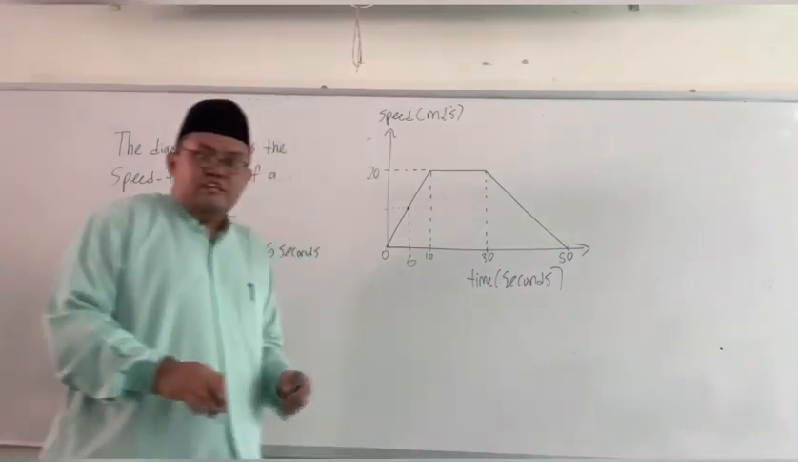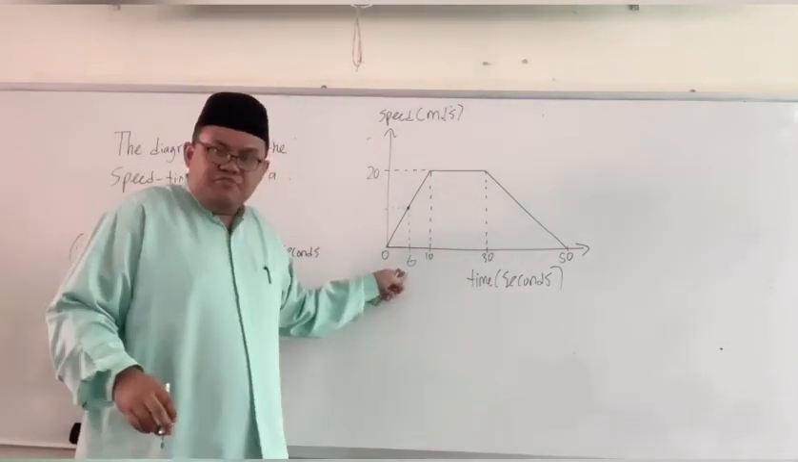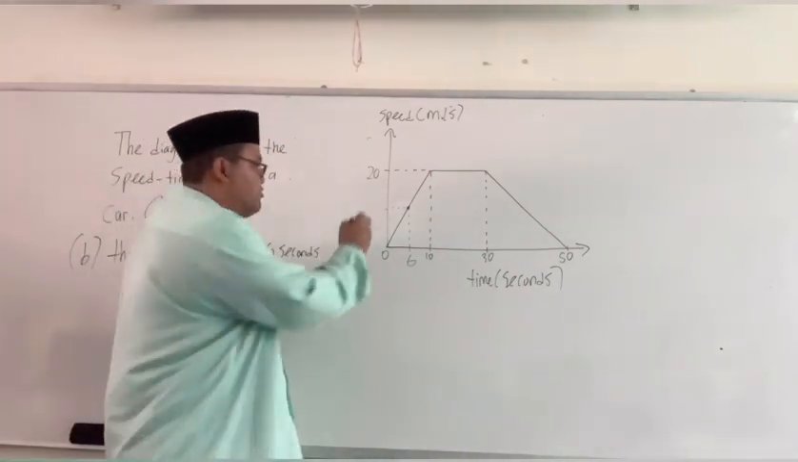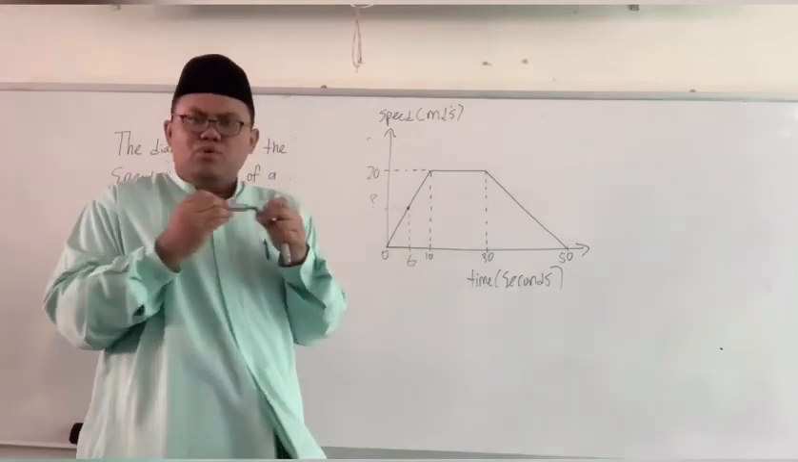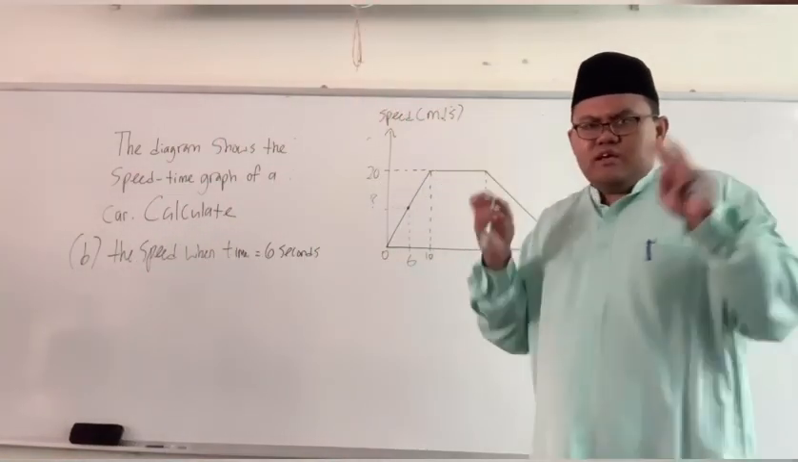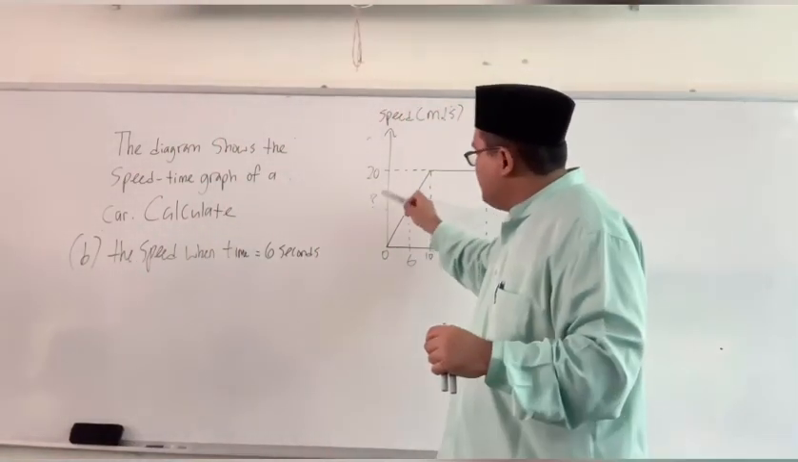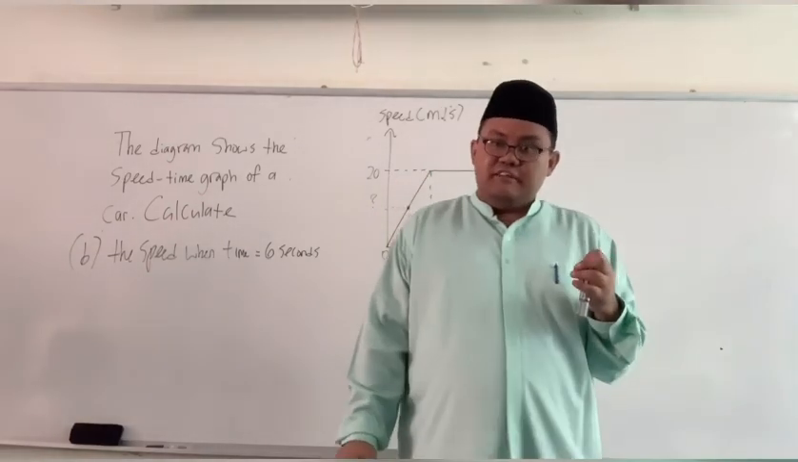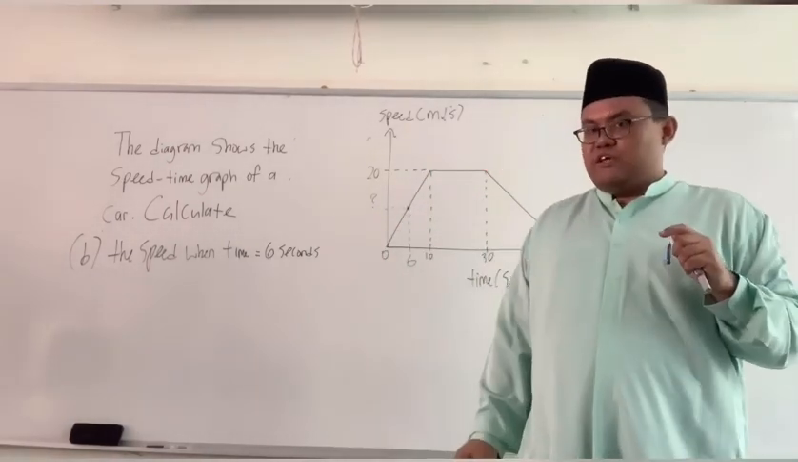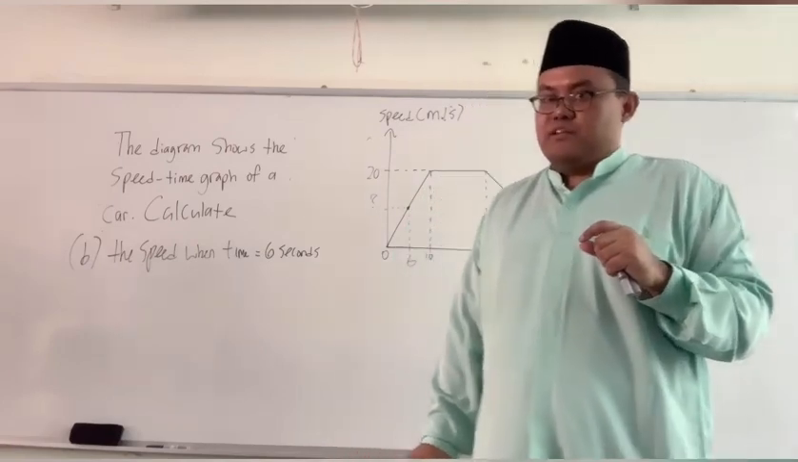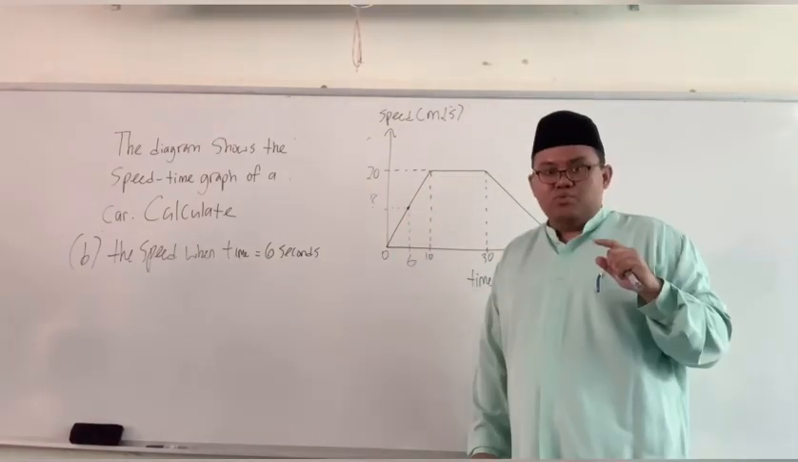So the question is asking you, when the time is 6 seconds, what is the speed? Now how do we do this? Can we assume that this is half of 20, which is 10? You cannot do that, okay? You cannot assume anything in maths. But there is a way to do it.